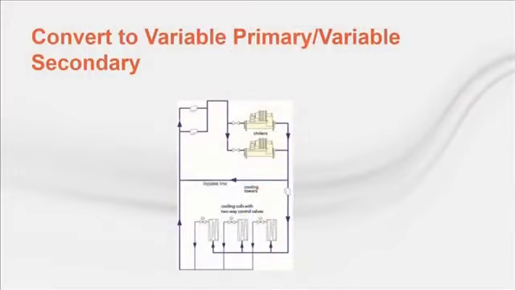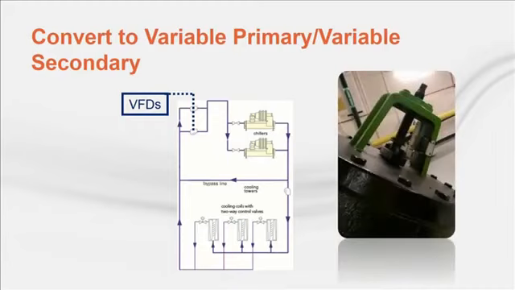The basic premise of variable primary, variable secondary is to match the primary flow and the secondary flow to save that pumping energy. So, to convert to VP/VS, first, add variable speed drives to the primary pumps. And while you're at it, open that balancing portion of the triple duty valve wide open. Use the pump VSD to balance the design flow rate. That sets the maximum pump speed. Now, you'll likely save energy just by doing those things.